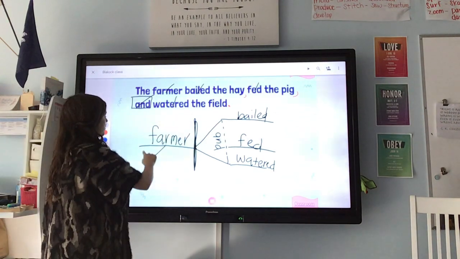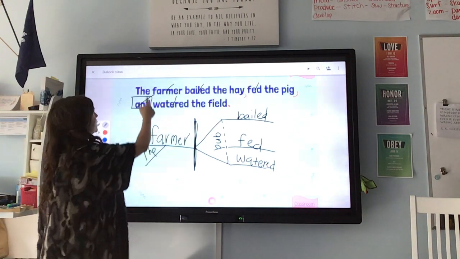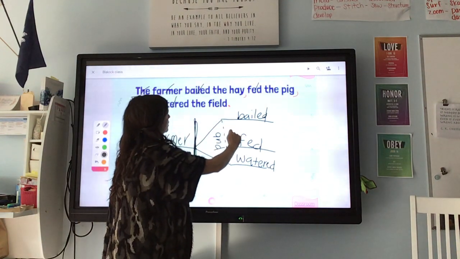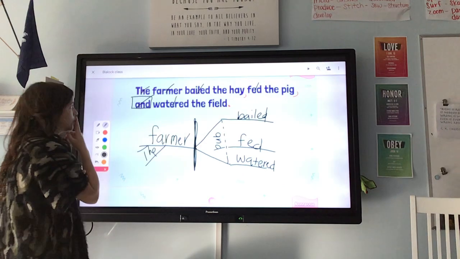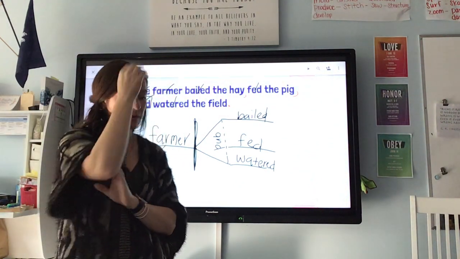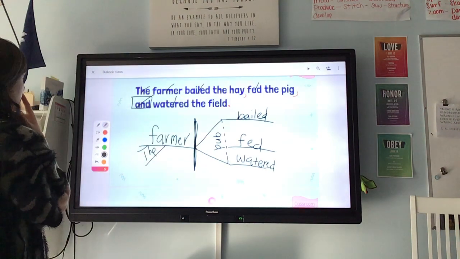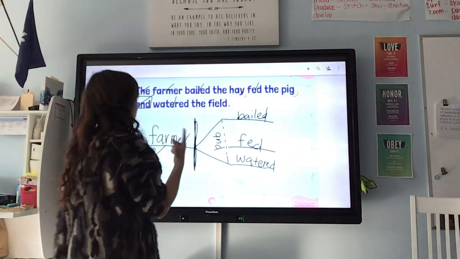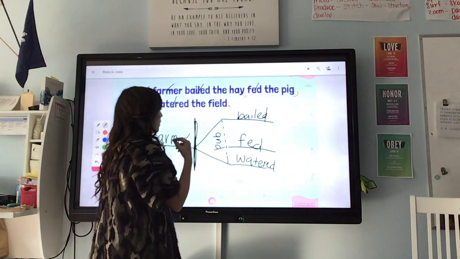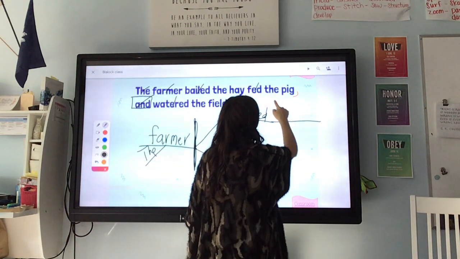So the farmer, okay. Farmer bailed the hay. Oh man, where would I put the? Well, articles cannot go under verbs, so let me think about this. I can't do the. All right, so let's go to hay. Bailed the hay. Verbed what? Bailed what? Bailed hay. Oh, I've got a direct object for this verb.